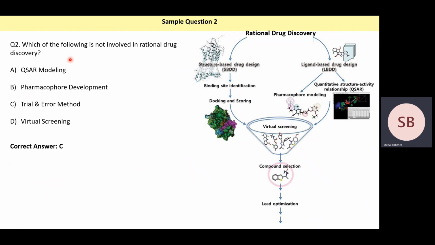So QSAR modeling forms a part of rational drug discovery. Similarly, pharmacophore modeling also forms a part of rational drug discovery, and so does virtual screening. So clearly, trial and error method is not involved in rational drug discovery because it is a traditional drug discovery method. So the correct answer is C.